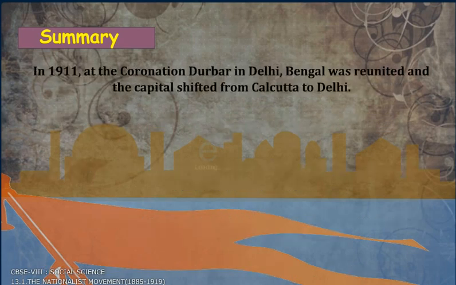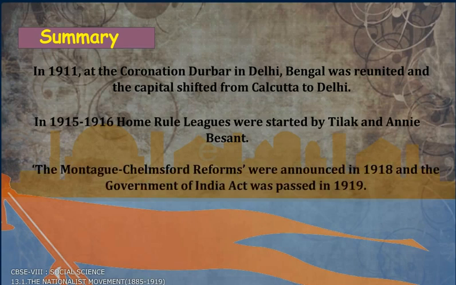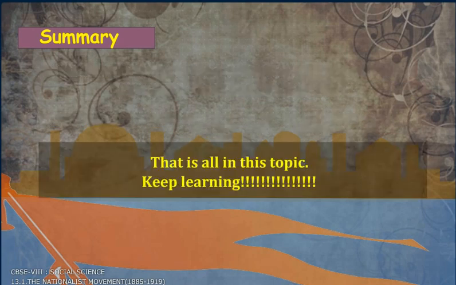In 1911, at the Coronation Darbar in Delhi, Bengal was reunited and the capital shifted from Calcutta to Delhi. In 1915 to 1916, Home Rule Leagues were started by Tilak and Annie Besant. The Montagu-Chelmsford reforms were announced in 1918 and the Government of India Act was passed in 1919. That is all in this topic. Keep learning.